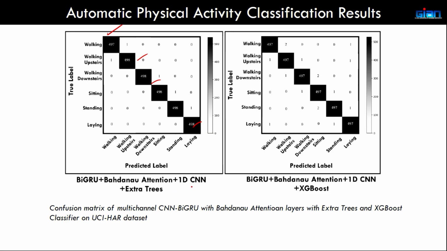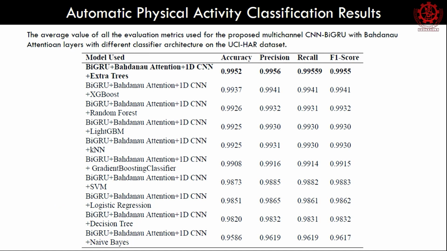And here we have the layering. We have a bidirectional GRU followed by a Bahdanau attention layer, followed by a 1D CNN, followed by extra trees. Similarly, this is another model that we are looking into. All of these are the same, but in the terminal layer we have XGBoost, or extreme gradient boosting. If you look at the performance of different models, this layering outperforms all the other models that are being used.